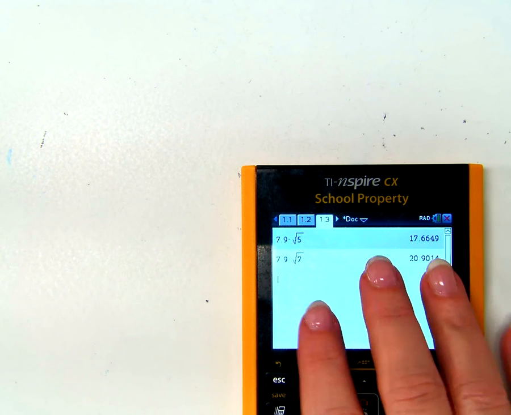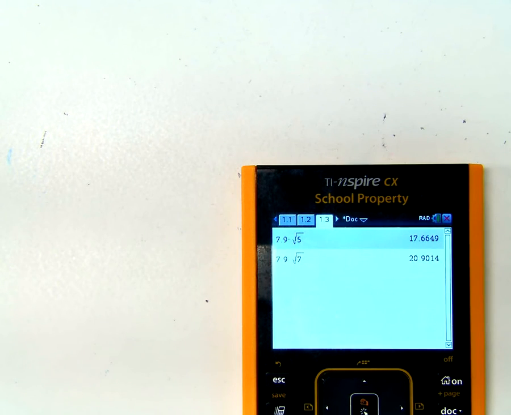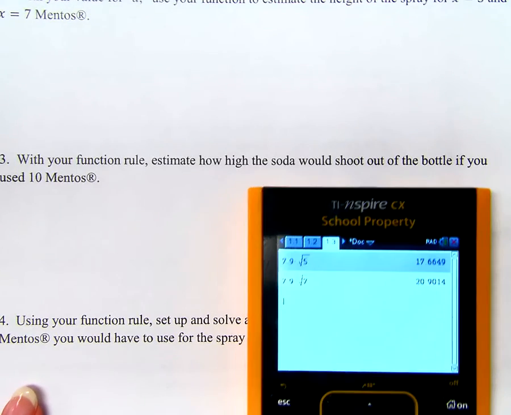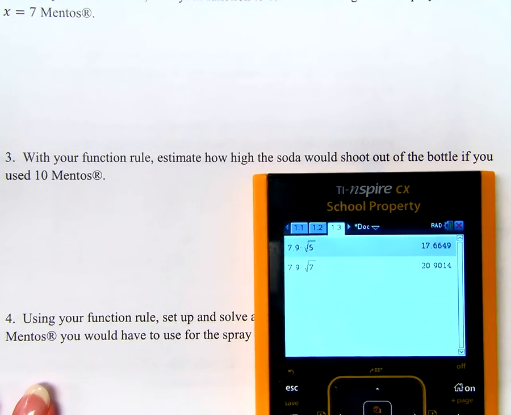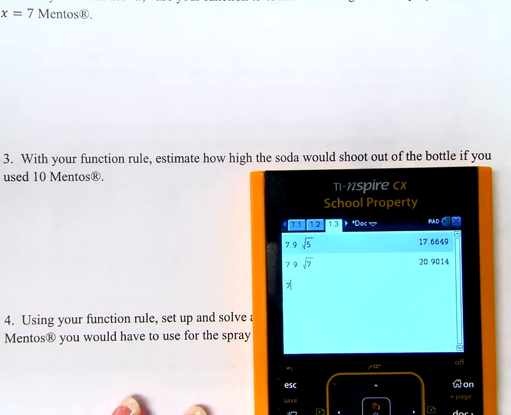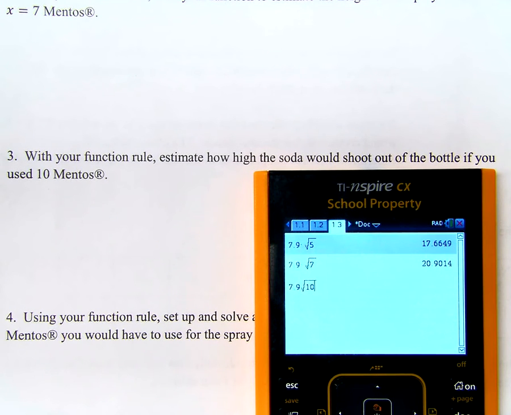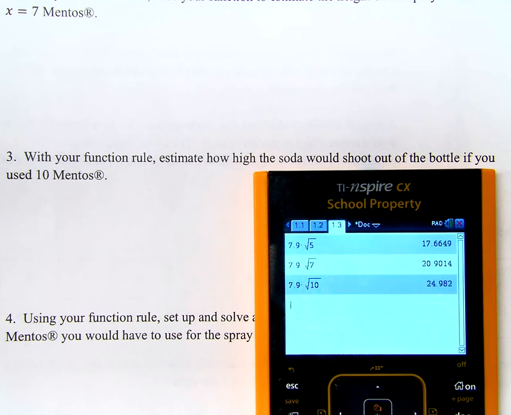With your function, now we were just estimating things that were supposed to be measured, but they weren't measured, right? So problem number 3 actually asks for a prediction, doesn't it? Predict how high the soda would shoot out of the bottle if you use 10 Mentos. Where are we putting the value for 10? Again into x, right? So 7.9 times the square root of 10. Wait, we have to predict it first. Okay, so predict it first. 26. Anybody else want to predict it first? Austin said 25. So what are we going to put as our answer? 25 feet. Good.